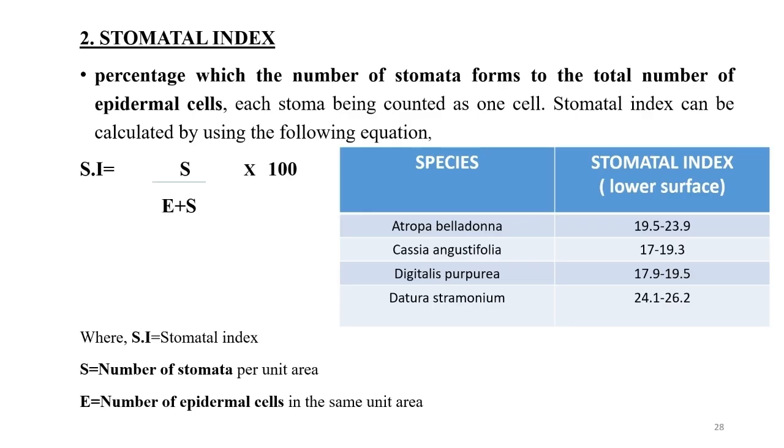Stomatal index means the percentage which the number of stomata forms to the total number of epidermal cells. The equation is the number of stomata divided by the number of epidermal cells plus the number of stomata, times 100. I have included Atropa belladonna, Cassia angustifolia, digitalis, and datura stramonium here. These are the values for stomatal index in the lower surface.